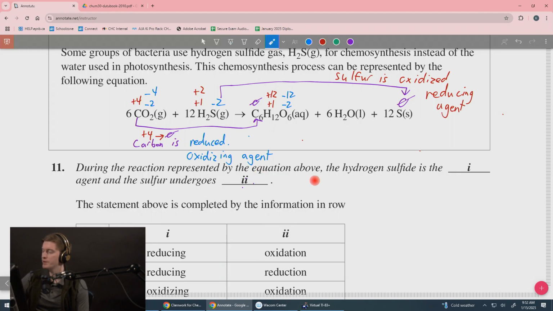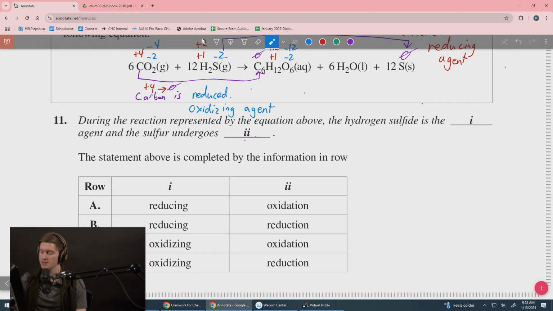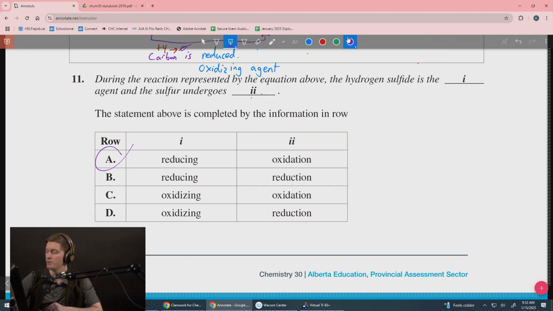During the reaction represented by the equation above, the hydrogen sulfide is what agent? Well, the hydrogen sulfide right here has the sulfur that is being oxidized, which makes it the reducing agent. And the sulfur undergoes an oxidation. The reducing agent is oxidized, which means A is our correct answer here. If you know that the reducing agent is oxidized and the oxidizing agent is reduced, then you can get rid of B and C because you know those don't match up with each other. So if you know your vocabulary for redox, that will help out.